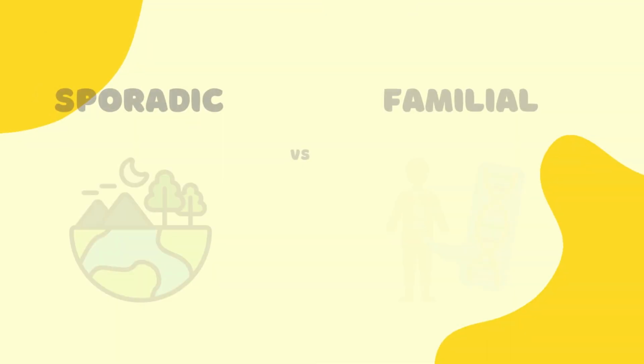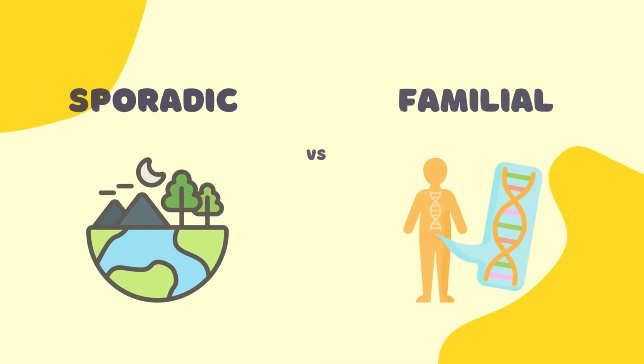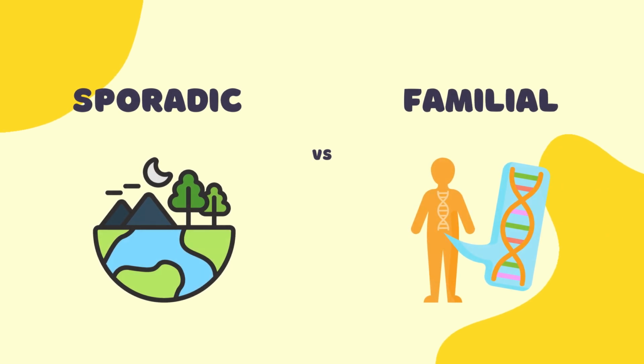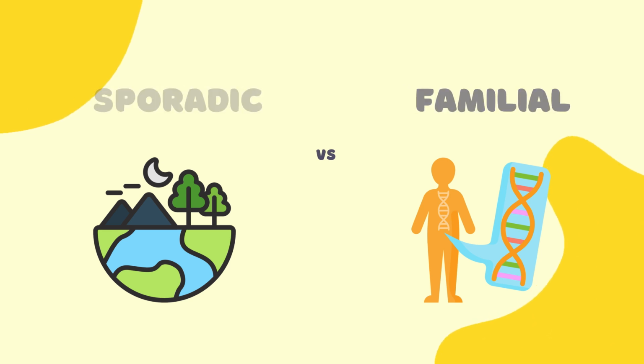ALS can be classified as either sporadic or familial. The majority of ALS cases are sporadic, meaning they occur without a clear family history of the disease. In these cases, RNA dysfunction is often triggered by environmental or genetic factors that are still not completely understood. In familial ALS, however, genetic mutations play a direct role in the disease.